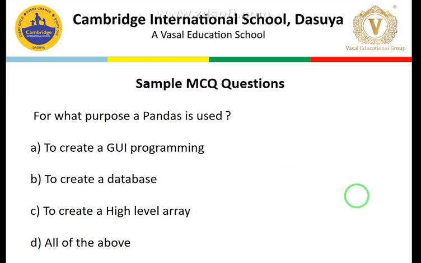Then we discussed a few sample MCQ questions, very important, because in the coming test you will find that the tests are based on MCQs. The first question was, for what purpose is Pandas used? We know that Pandas is used to create a high level array. Clear? You have seen the earlier examples also. It is not used to create graphical user interface programming. It is also not used to create a database. So all the above options are discarded, and Option C is selected.